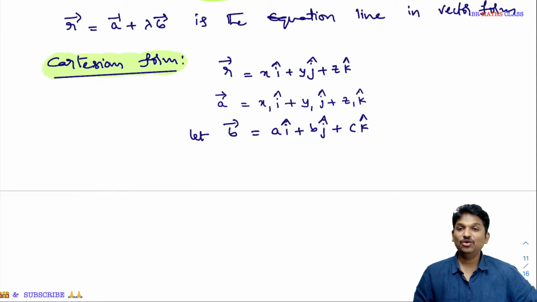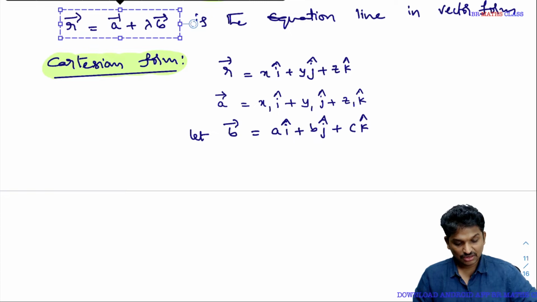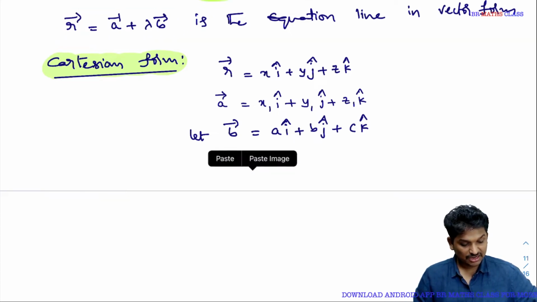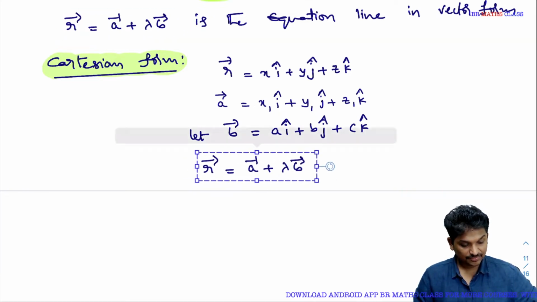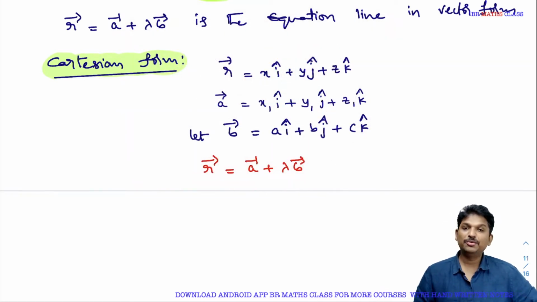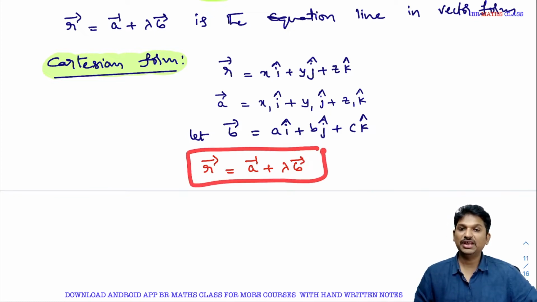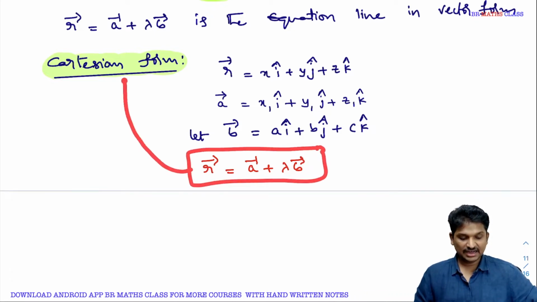Okay, now we need to derive the Cartesian form. To derive the Cartesian form, what is the vector form? Look here, this is the vector form: R bar equal to A bar plus lambda B bar, right? This is the vector form of equation of a line. From this only we will get the Cartesian form.